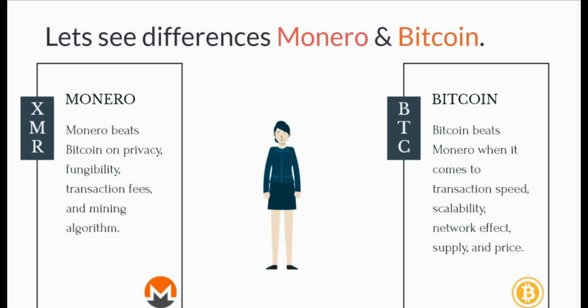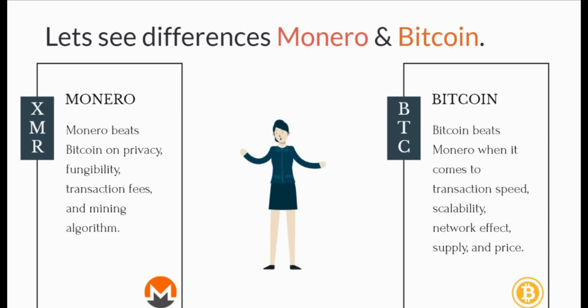Let's see the differences between Monero and Bitcoin. Monero beats Bitcoin on privacy, fungibility, transaction fees, and mining algorithm. Bitcoin beats Monero when it comes to transaction speed, scalability, network effect, supply, and price.